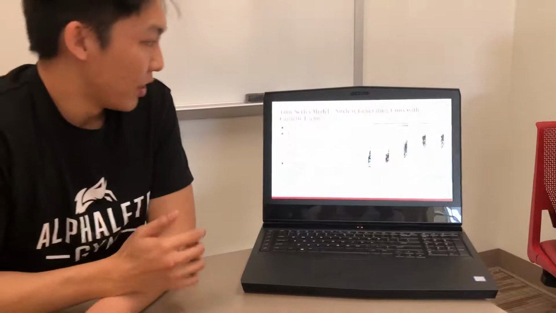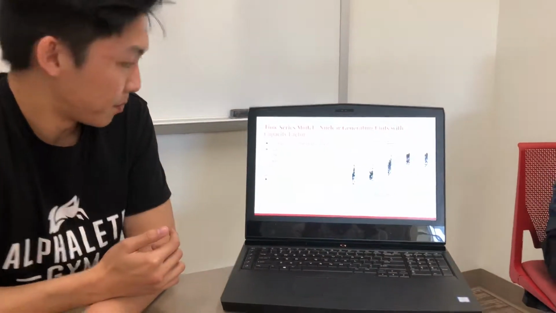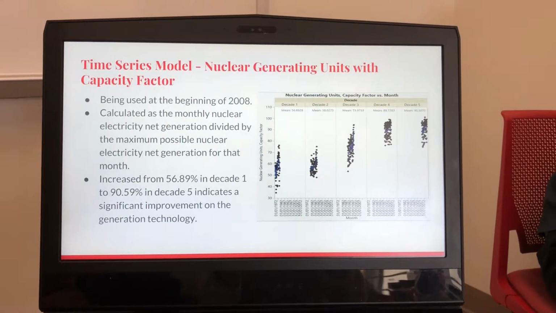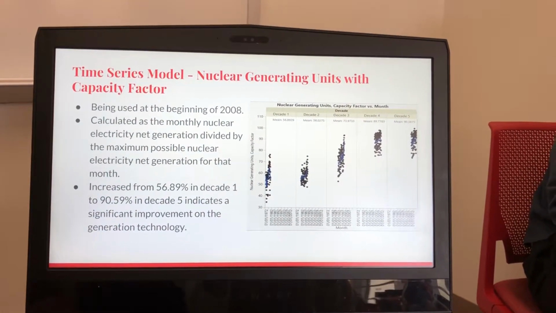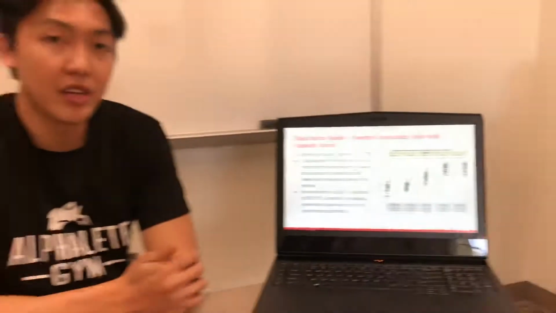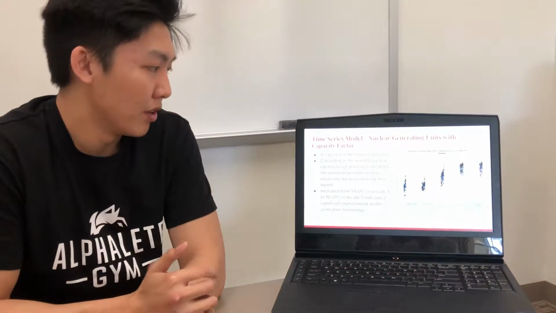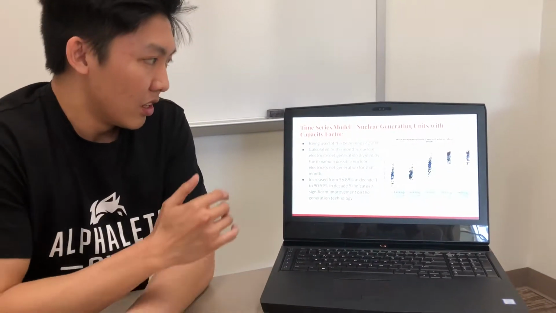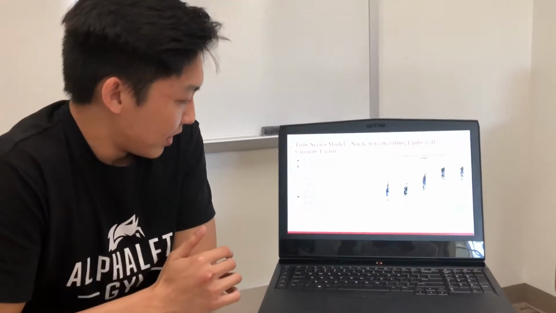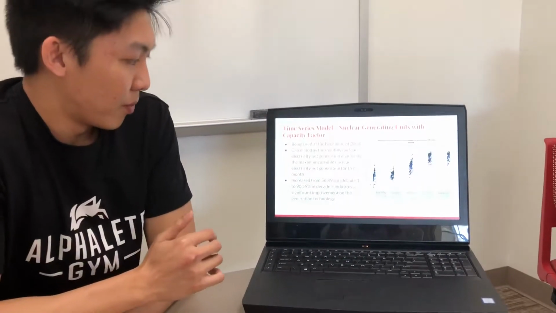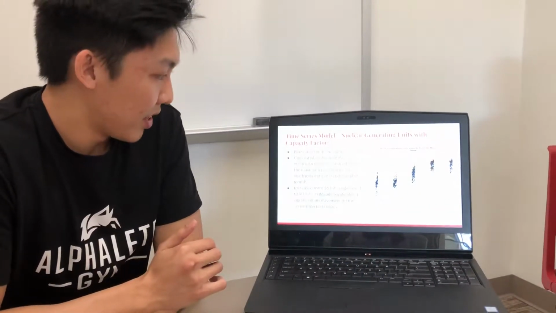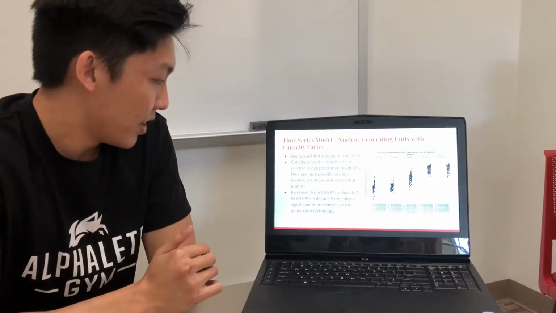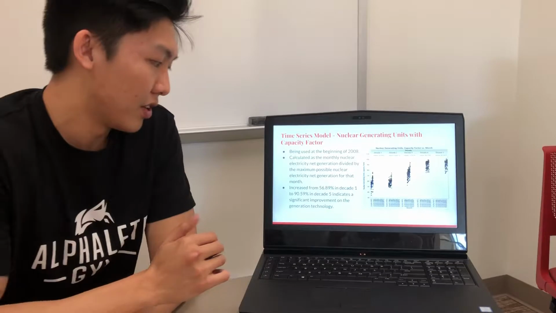Last but not least, we take a look at the capacity factors. This factor started being used at the beginning of 2008, and it is calculated as the monthly nuclear electricity net generation divided by the maximum possible nuclear electricity for that month. The graph shows us that it increased from 56.89% in decade 1 to 90% in decade 5, which indicates a very significant improvement in the generation technology.